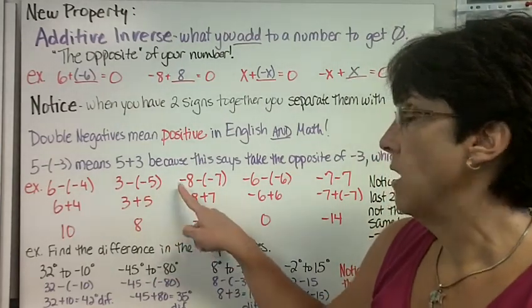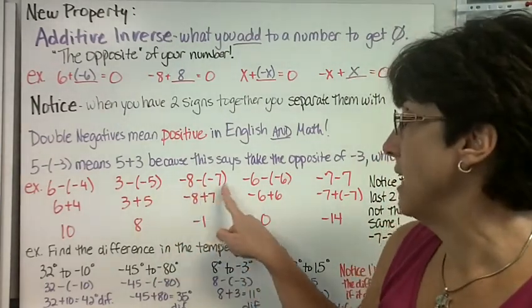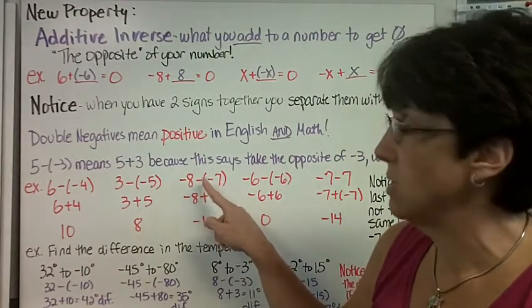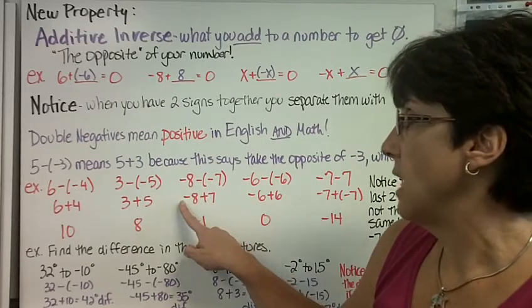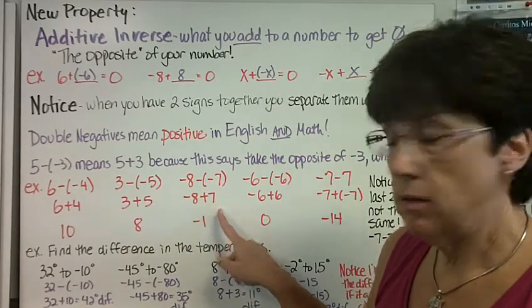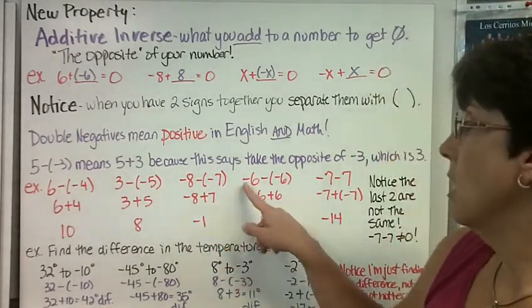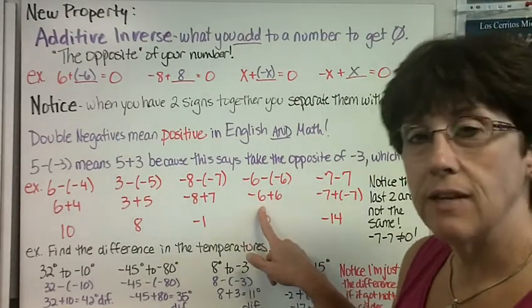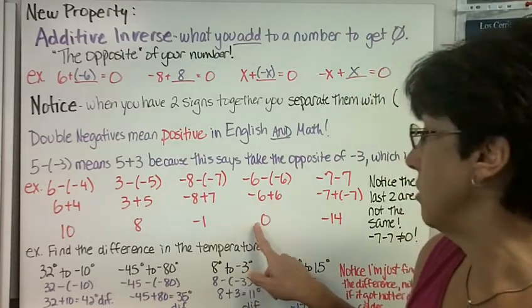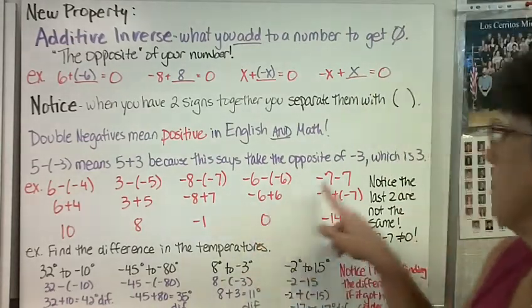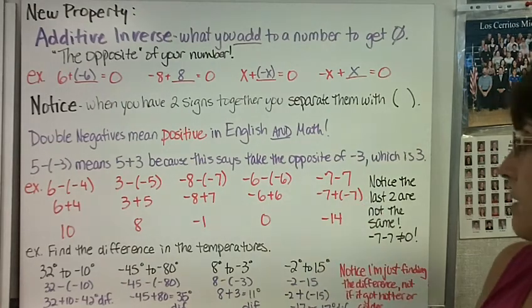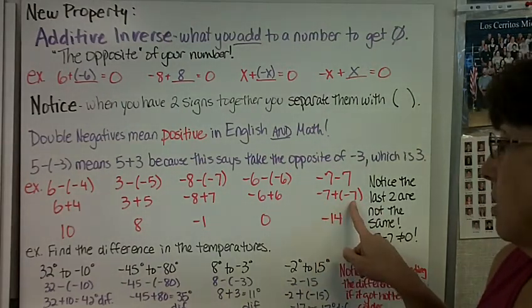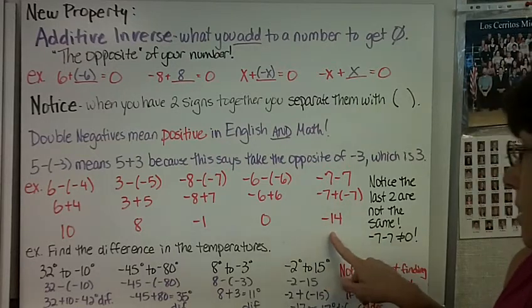8. Negative 8 minus negative 7. It's just these two negatives together, okay? They have to be right next to each other. Well, that makes negative 8 plus 7, negative 1. Negative 6 minus negative 6 turns into negative 6 plus 6, 0. Now look at this one. Negative 7 minus 7. We could rewrite that as negative 7 plus negative 7, which gives us negative 14.